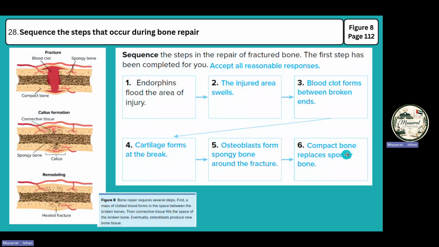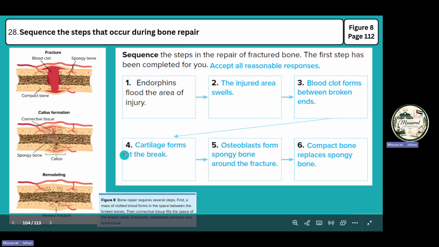Now we come to question number 28. It is about, again, the skeletal system, about the steps that occur during bone repair. How does the bone repair? Firstly, if there is a fracture, a fracture is when a bone breaks. There are several steps in which the bone repairs. First, clotted blood forms in the space. Then connective tissue fills the space in the broken bone. Eventually, osteoblasts produce new bone tissue. So these are the steps.